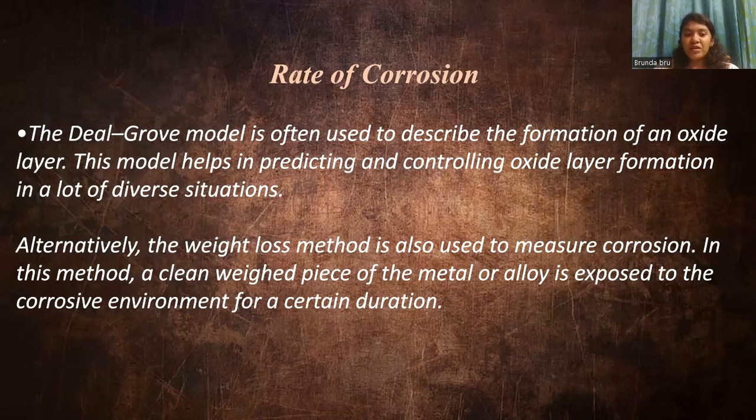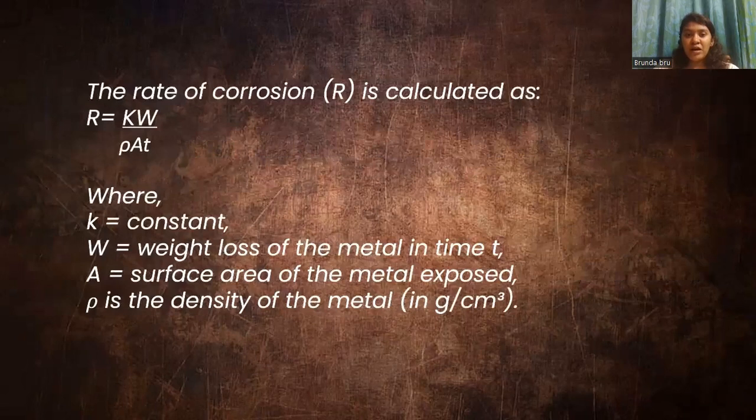In this method, a clean weighed piece of metal or alloy is exposed to the corrosive environment for a certain duration. The rate of corrosion R is calculated as R equals K times W divided by rho times A times T, where K is a constant, W is the weight loss of the metal in time T, A is the surface area of the metal exposed, and rho is the density of the metal in gram per centimeter cube.